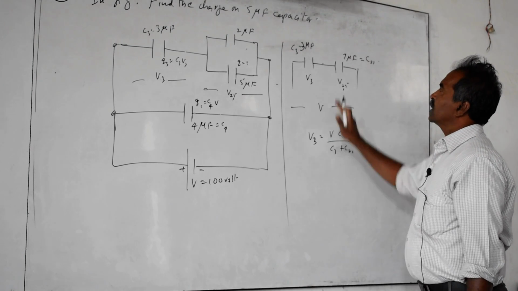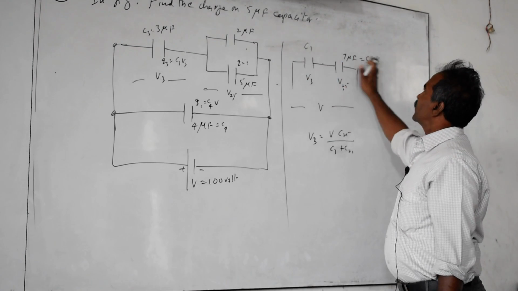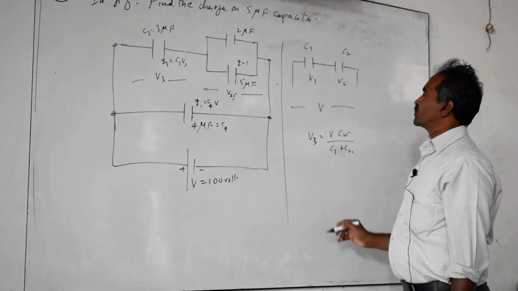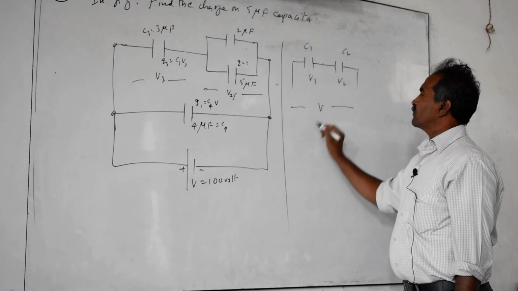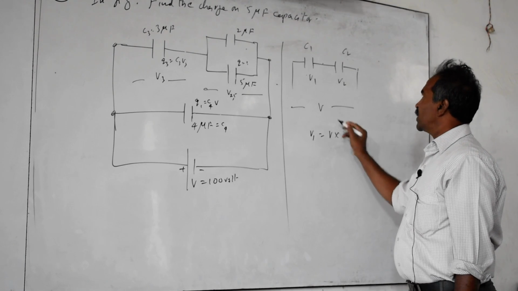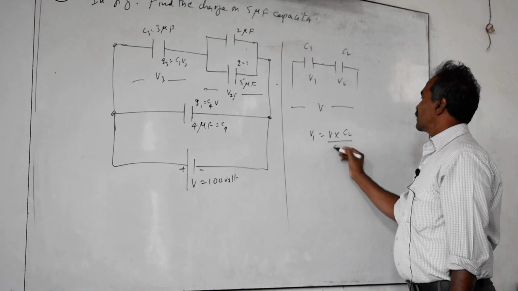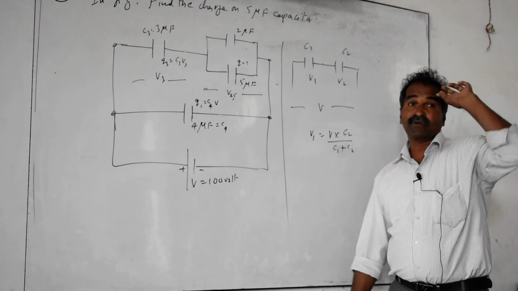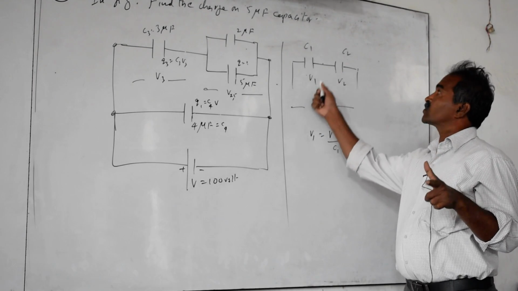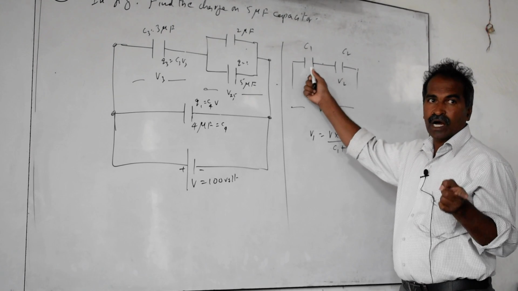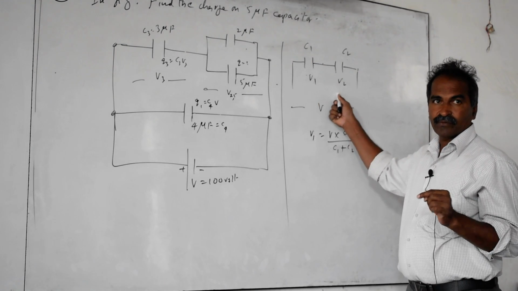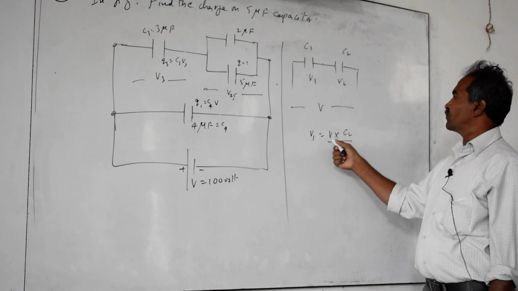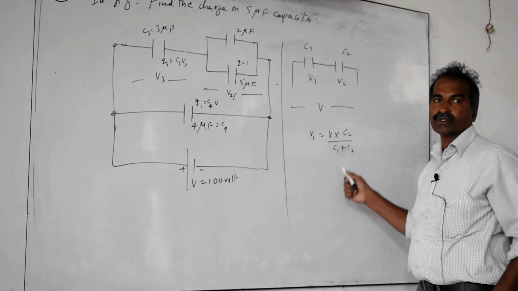I repeat once again: if I take this as C1 and this as C2, this voltage is V1, this voltage is V2, and the total voltage is V. So V1 equals the total voltage V into the other capacitor C2 by C1 plus C2. For resistors in series, the same condition is not applicable. For resistors, V1 equals the total voltage into R1 by R1 plus R2. For capacitors, take the other capacitor, not the same one. So V1 equals V into C2 by C1 plus C2 is the formula.